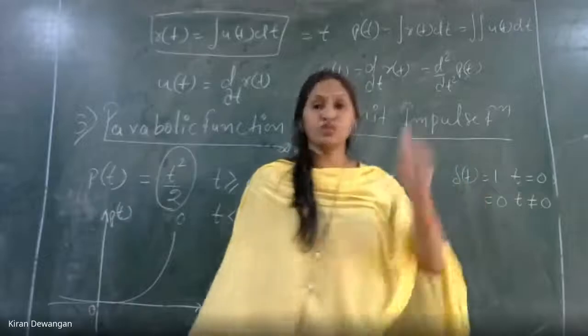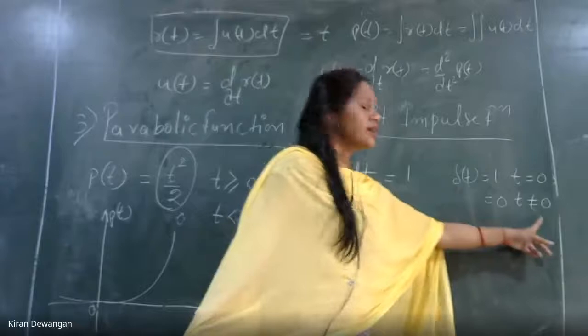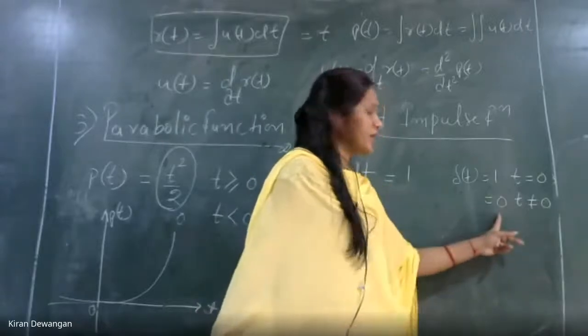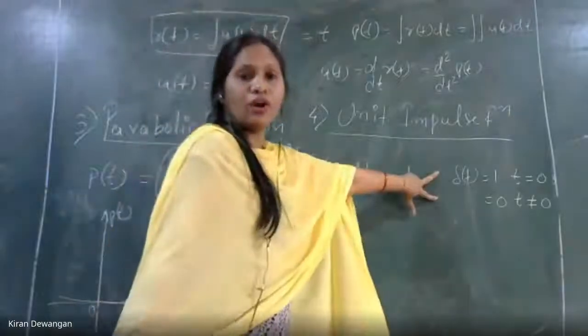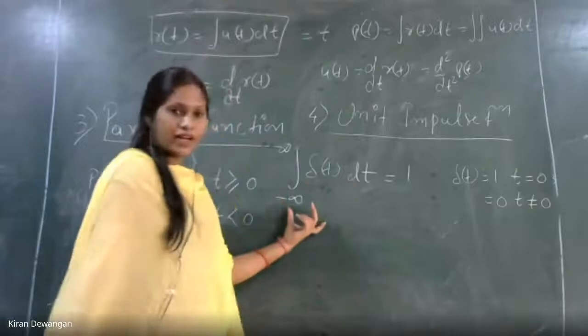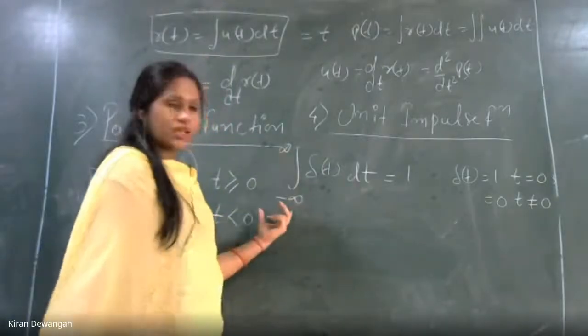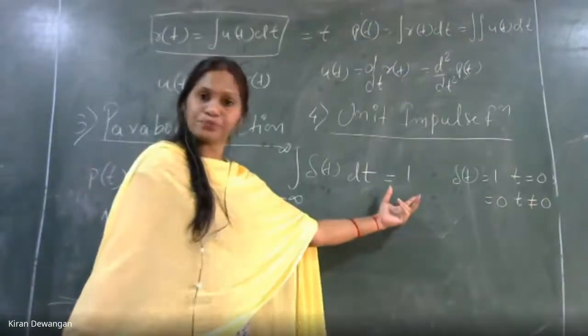Okay? δ(t) is 1 only at t equals 0 and for all other non-zero values of t, δ(t) is 0. That is the simple meaning of δ(t). That is the unit impulse function. We define it in this way: integration from minus infinity to infinity of δ(t) dt is 1.